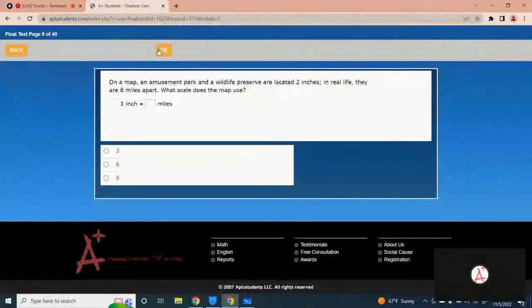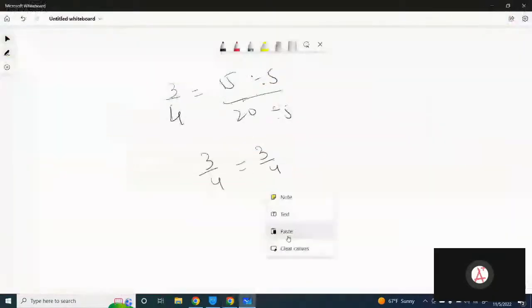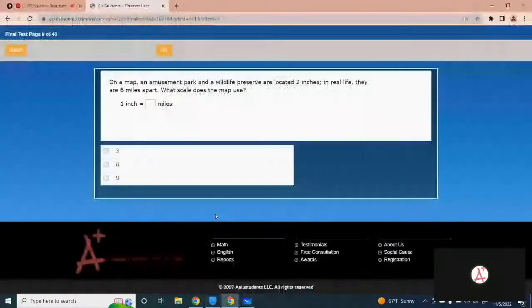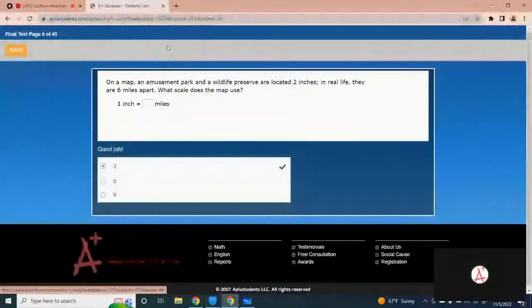On a map, an amusement park and a wildlife preserve are located 2 inches apart. In real life, they are 6 miles apart. What scale does the map use? So 2 inches divided by 6 miles. Divide them by 2, that is a common number. So it would be 1 inch divided by 3 miles. That means 1 inch equals 3 miles. Got it? So just select the correct option and click on the OK button.